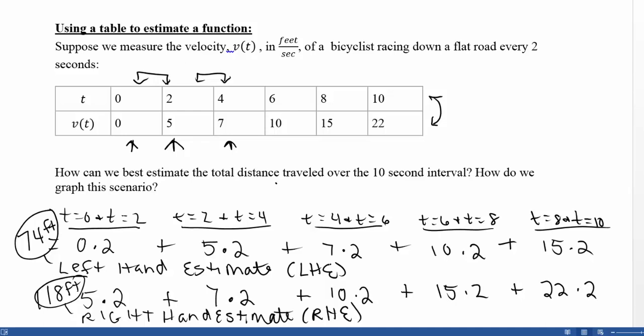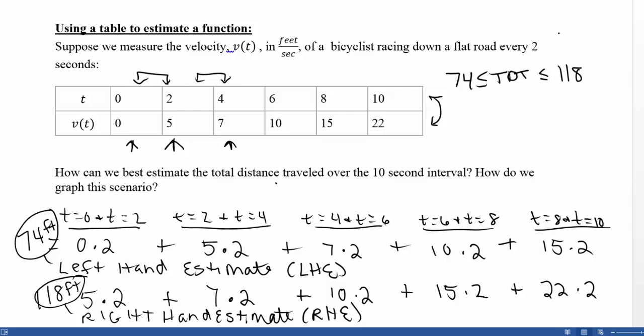So what does that mean? What does that tell us? What do we do with this information? So this is going to give us bounds, okay? What this means is that our total distance traveled, we'll call that TDT, total distance traveled, has to be between 74 and 118. It can't be anywhere else. Given these rates, it has to be between these two numbers, right? And these, again, are in feet. So that's useful in some ways, but these numbers are kind of far apart.